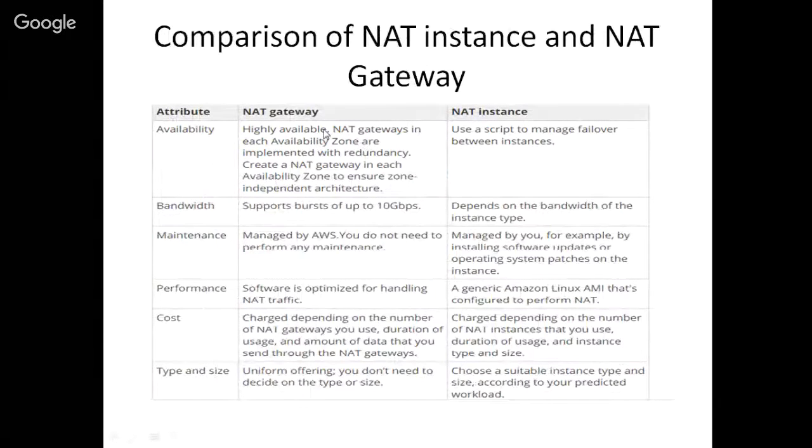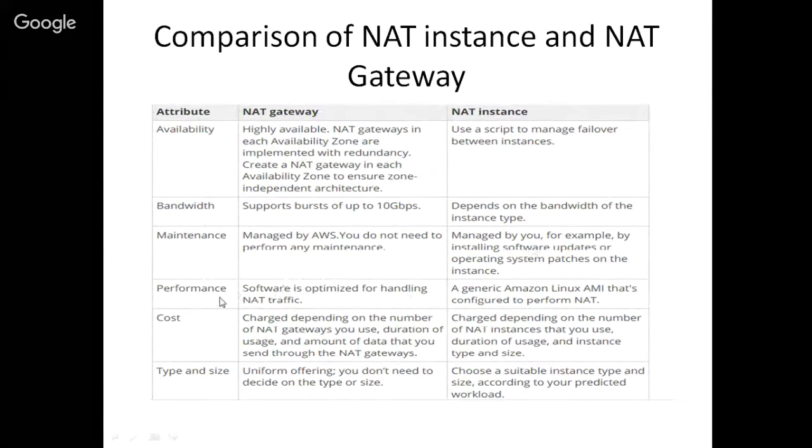Availability. As I was telling you, a NAT gateway is always highly available, but with a NAT instance, you have to have a script to manage your failover. And bandwidth: it is up to 10 Gbps in the case of a NAT gateway, and it depends upon the bandwidth of your instance type for a NAT instance. Maintenance: with a NAT instance you have to manage it yourself, and in the case of a NAT gateway, you don't need to maintain it.